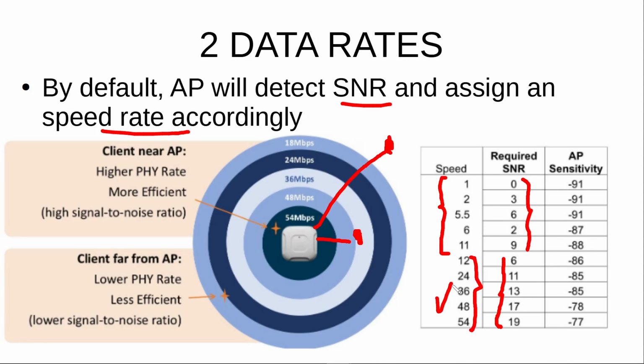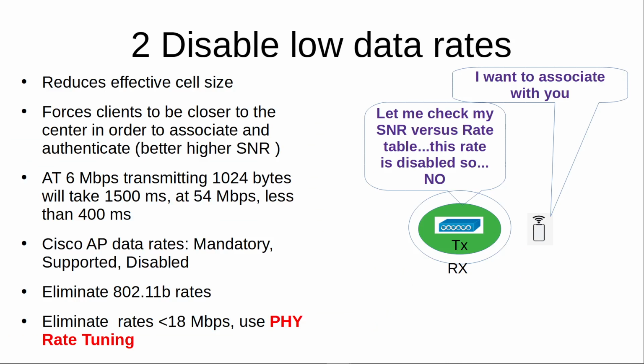So you want to have high speed data rates, you don't want to have low speed data rates, because devices that have slow data rates consume too much time in order to transmit the frames. For instance, a device that gets assigned a data rate of 6 megabits per second will take 1500 milliseconds in order to transmit a 1024 bytes frame. Whereas if a device gets a higher data rate, it will probably use less than 400 milliseconds in order to transmit the same frame. So you don't want slow data rates, so you have to disable them.